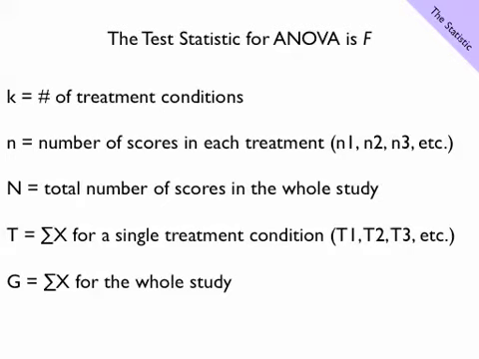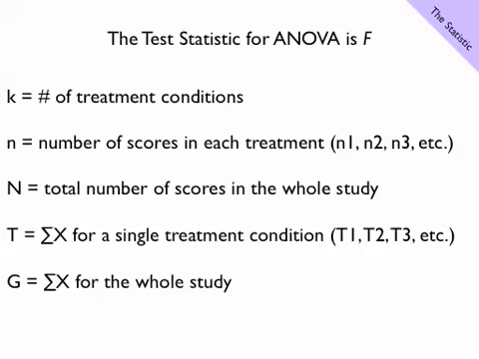The first is K. K is the number of treatment conditions that you have. In this case, we have K equal to 3 because we have the Mozart, the relaxation tape, and the silence treatments, so K is 3. Little n now is going to represent the number of scores within each treatment. So you can talk about a little n for Mozart, or the first treatment group, little n for relaxation, and a little n for silence.